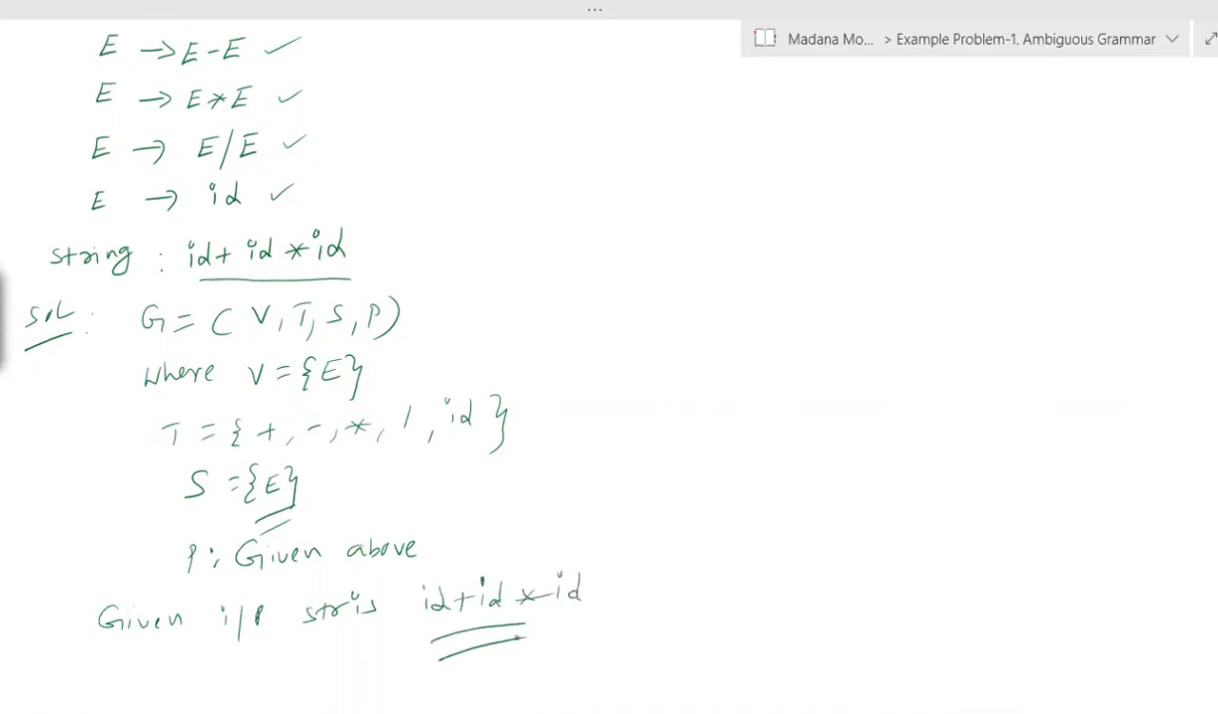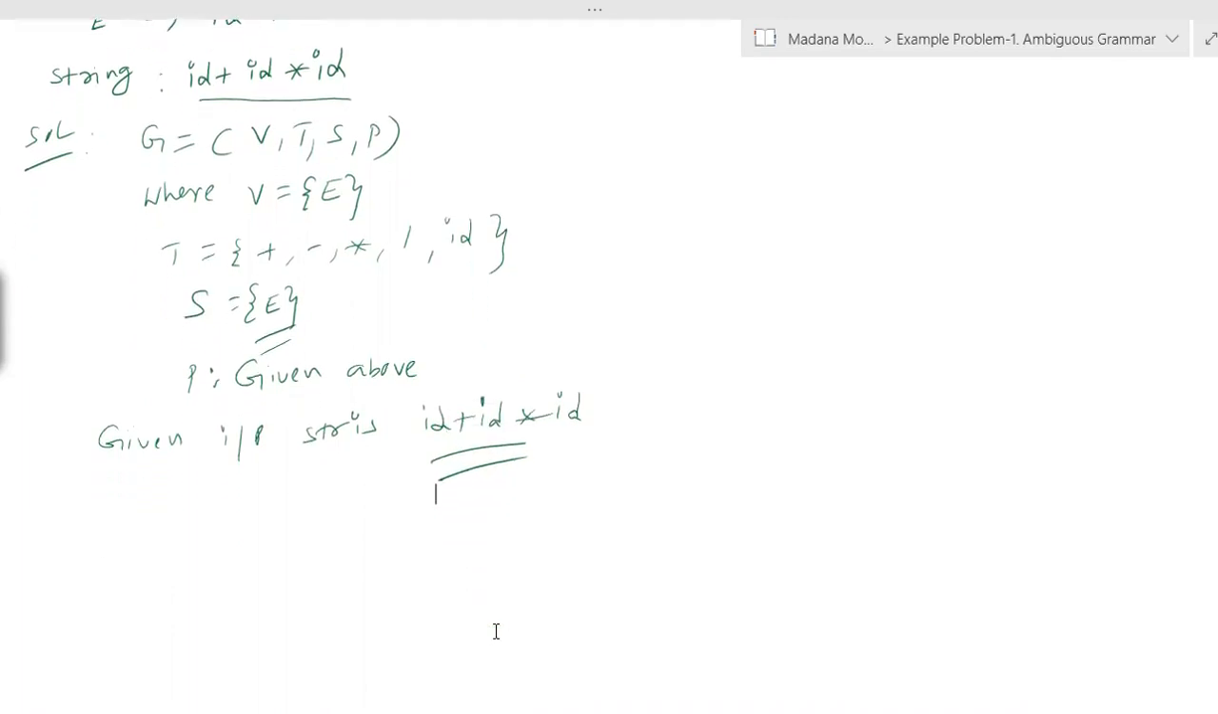For this string, you need to find a minimum of two leftmost derivations or two rightmost derivations. First, let us take the leftmost derivation for the string id plus id into id. So the first derivation for the string. What is the string here? id plus id into id.